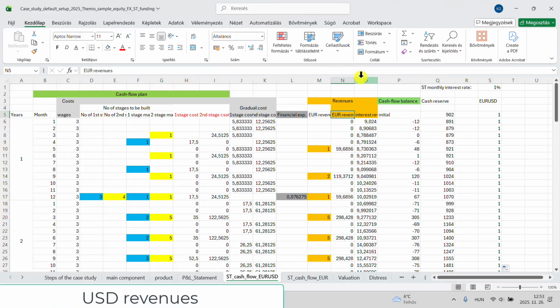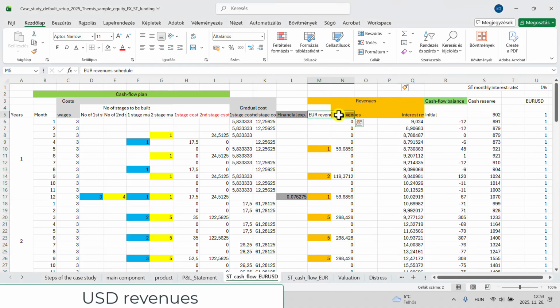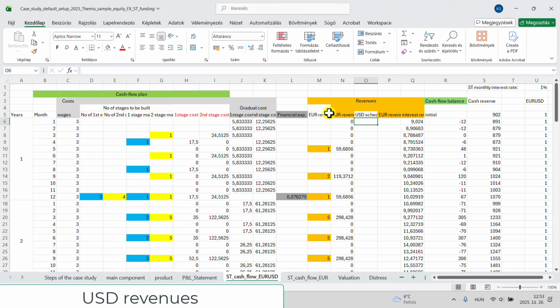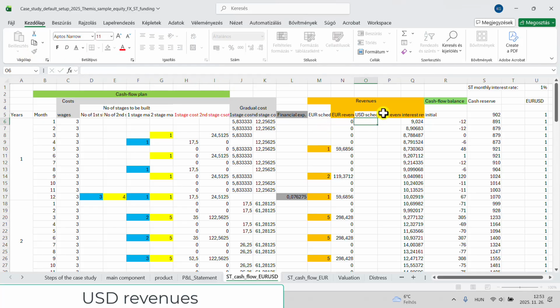Then for revenues, we have all the same ordeal, but for US dollars. First numbers, then revenues. So this is USD scheduling. Schedule. And this is the USD. And I have to change all of this.